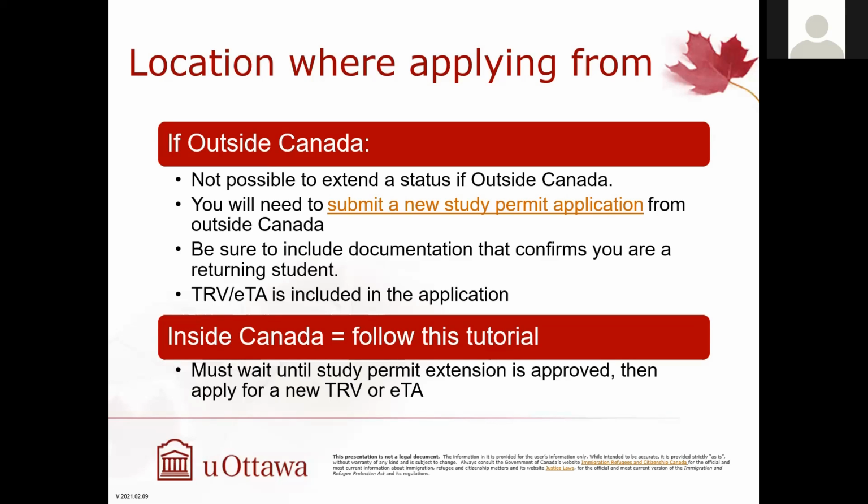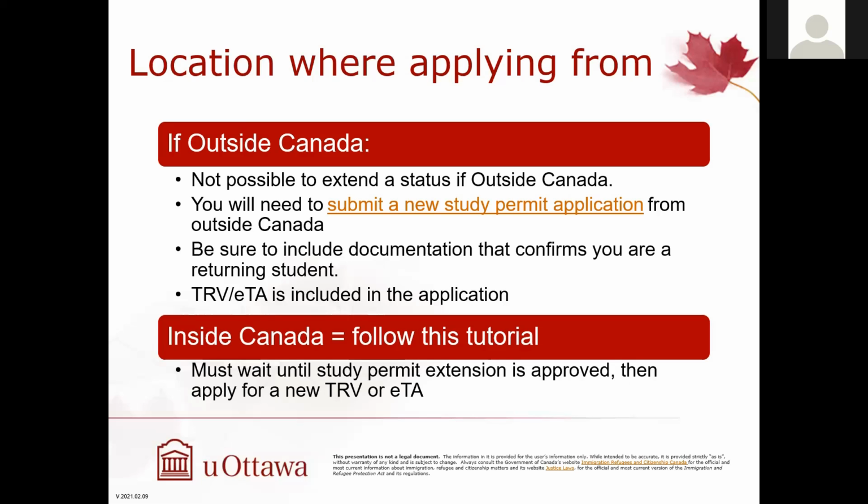One advantage, I will say, for students who are outside is that when you apply for a study permit or a work permit from outside Canada, the TRV or ETA is included in the application. So you don't actually need to apply to renew your TRV or ETA. It's already included, so you'll apply just for the study permit. If your application is approved, they'll email you asking you for your passport.